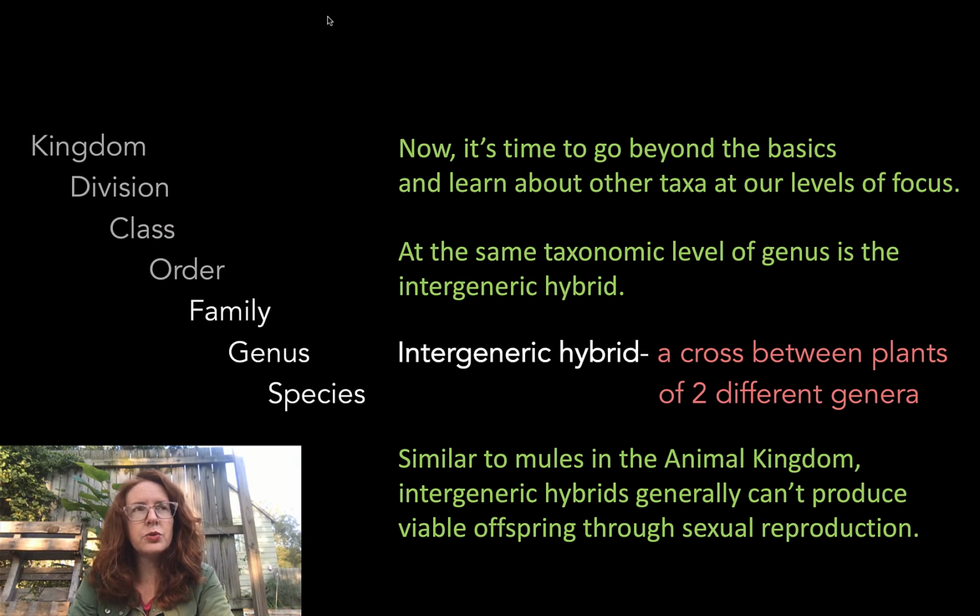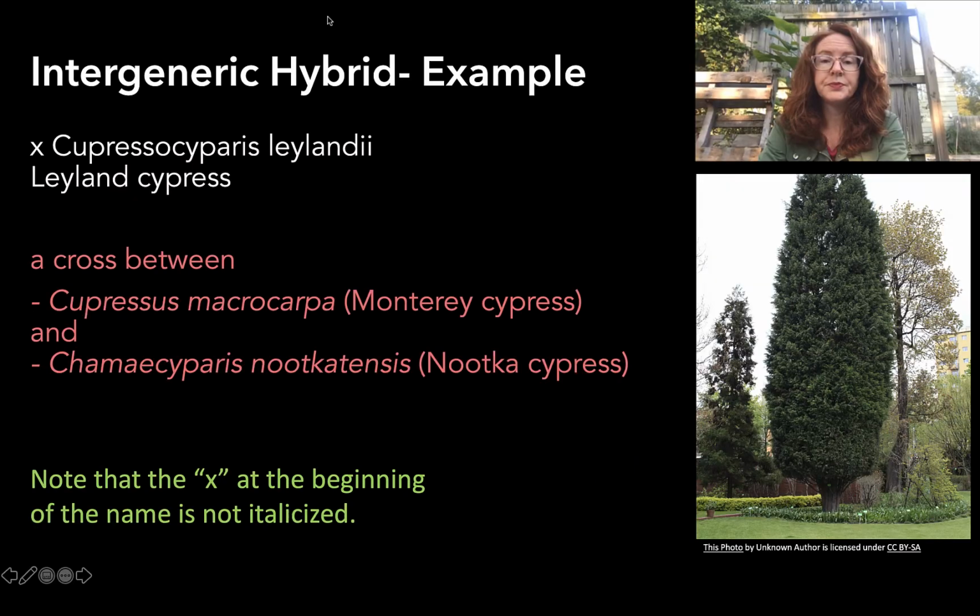typically we don't deal with intergeneric hybrids too much because they tend to be sterile. They tend to not be able to reproduce. Like mules can't mate with one another and make mule babies. So intergeneric hybrids typically are not fertile.